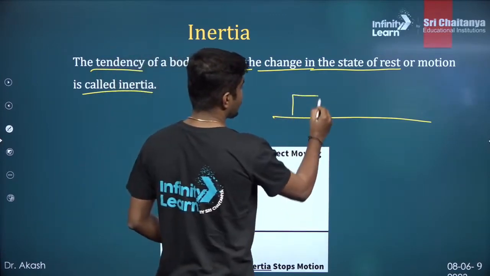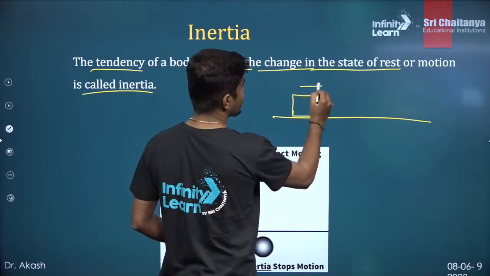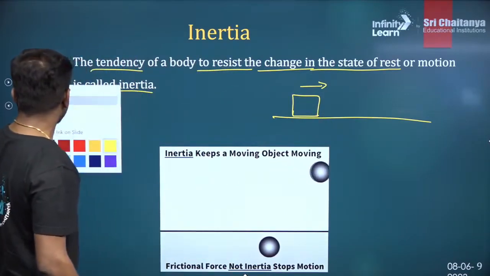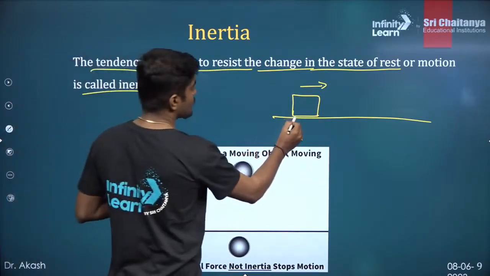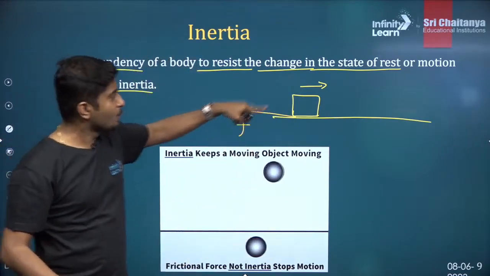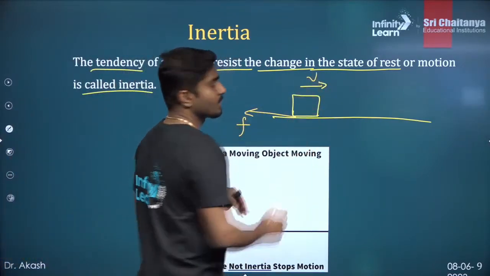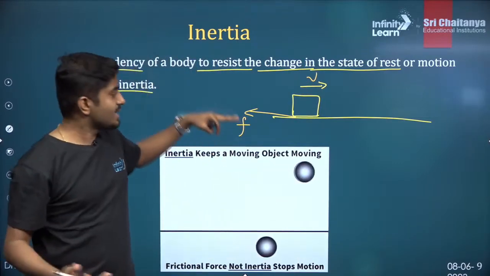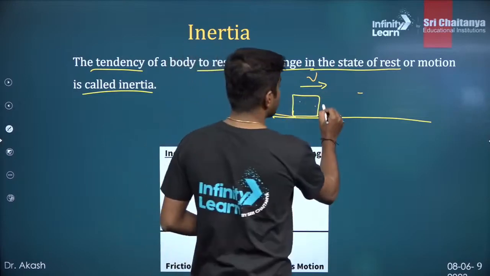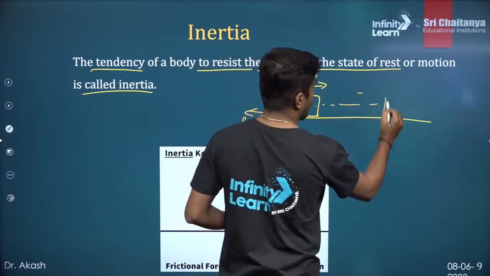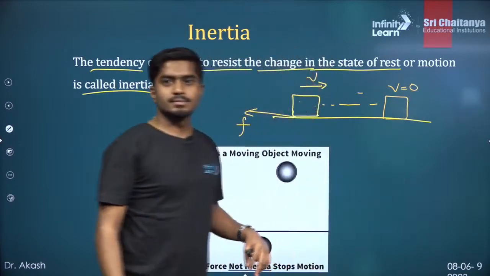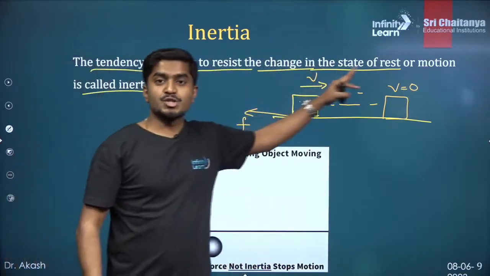So if there is an object here, moving in this direction, there is friction, and friction will oppose. Friction is in the opposite direction, opposite to the motion. And what will this friction do? Friction will make sure that this object is going to stop. So the object will move a certain distance, and after that it will come to rest. Clear?